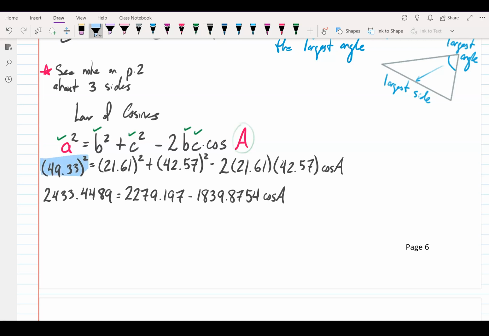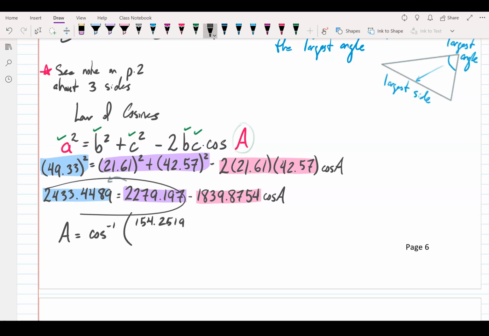So we can see this is that. All of this is that. And all of this is this. Once again, I'm slowly getting closer and closer to my cosine. I'm going to bring this over and subtract it, and then I'm going to divide by the number next to it, okay? So it's going to look like this. My angle A is going to be a cosine inverse of 154.2519. That's these two subtracted, divided by negative 1839.8754. And that comes from this piece here.